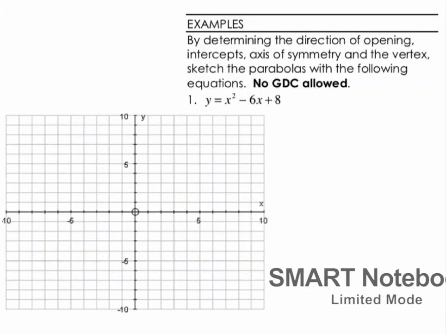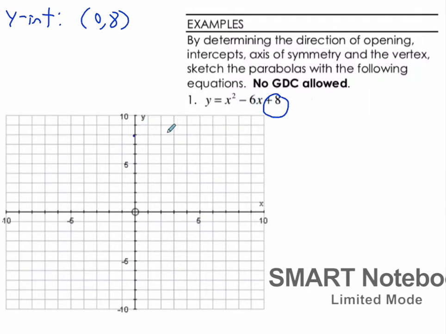Okay, so let's actually look at an example. We're going to graph this one here. I can see right away that the y-intercept is going to be 8. So y-intercept is 0, 8, so I can plot that. Okay, so let's graph that y-intercept of 0, 8. Here it is.